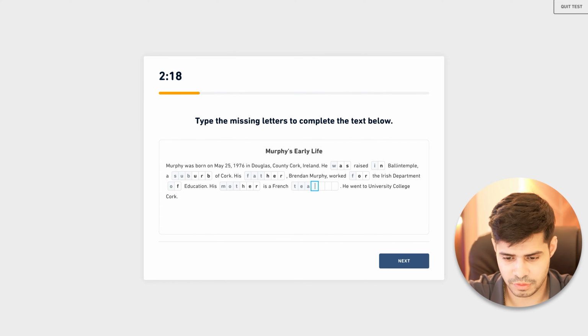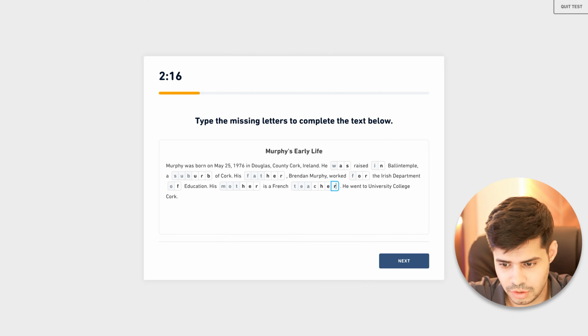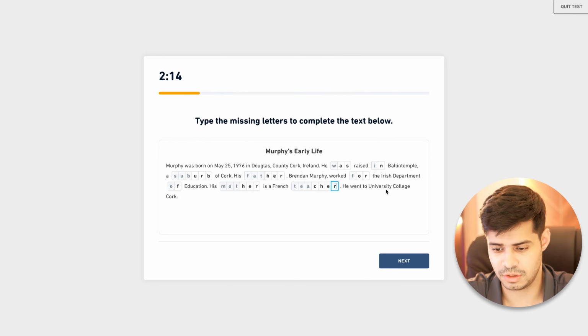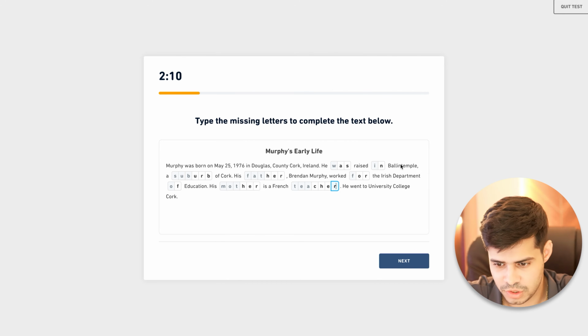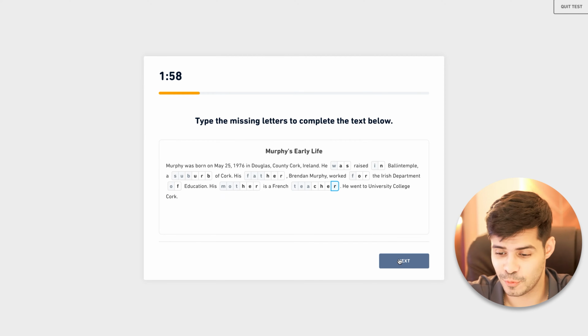So his mother is a French teacher. He went to University College Cork. And let's just verify that quickly. Was raised in a suburb. His father, Department of Education. His mother is a French teacher. All right, sounds good. Let's move on. Okay.